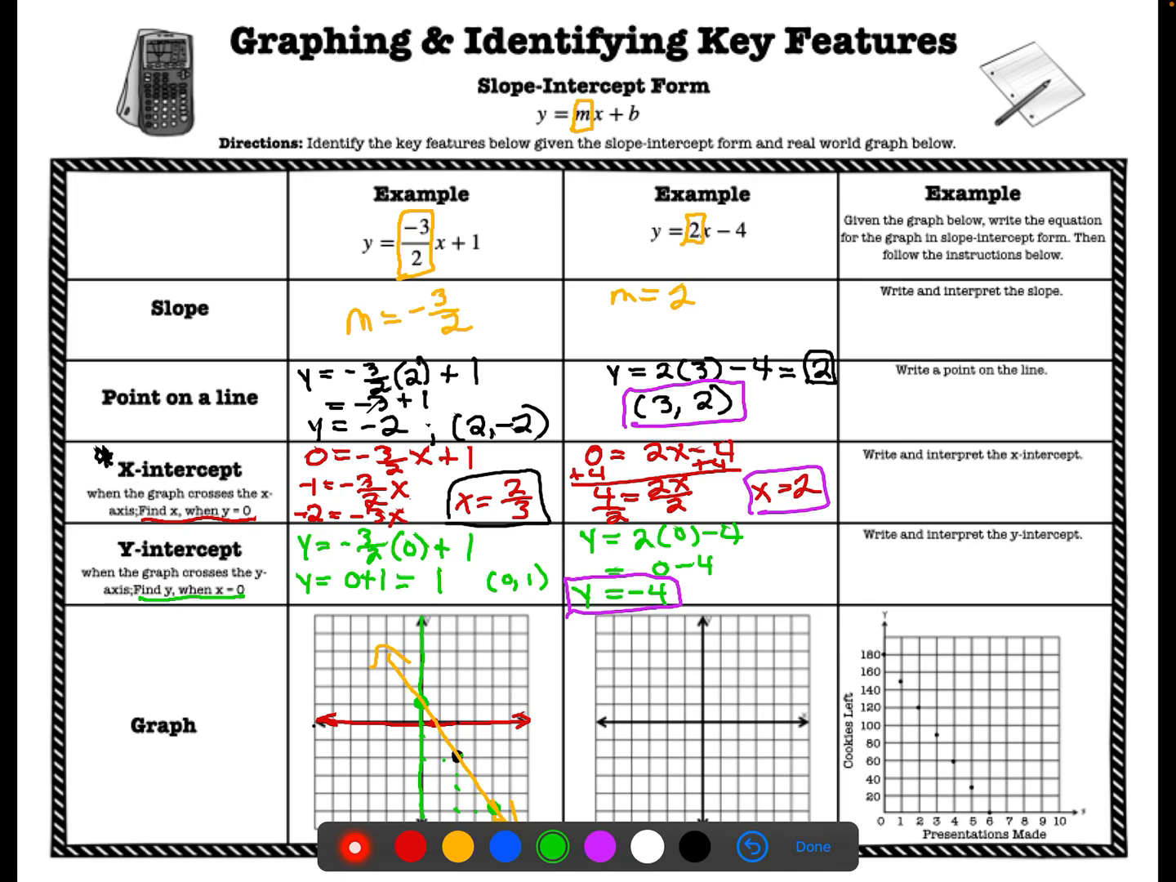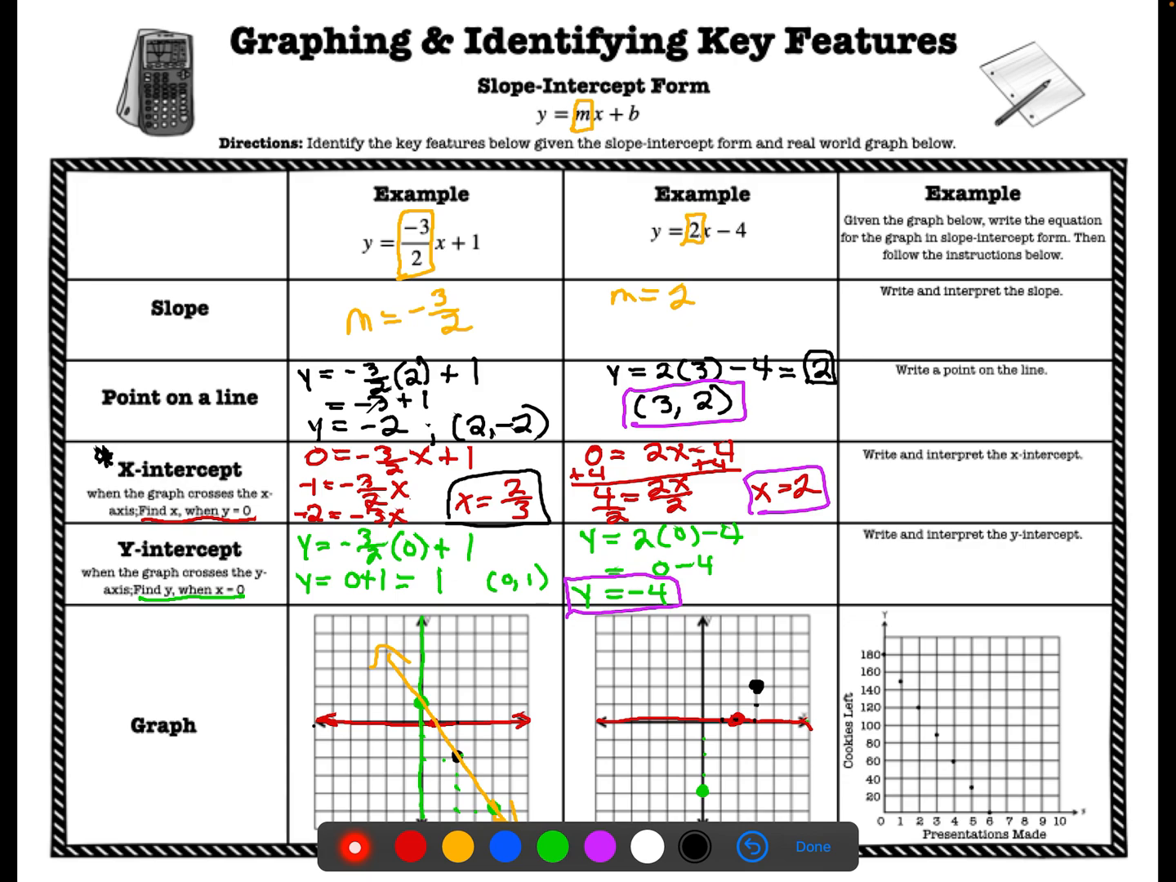So y equals -4. That's 1, 2, 3, 4 from the origin. So here's the -4. X equals 2. We're on the x-axis, so left and right here. And where is x equals 2? We go right 2 from the origin. Right there. And then our point is (3, 2). So we go right 3 from the origin, 1, 2, 3, and up 2. And here's our point, (3, 2).